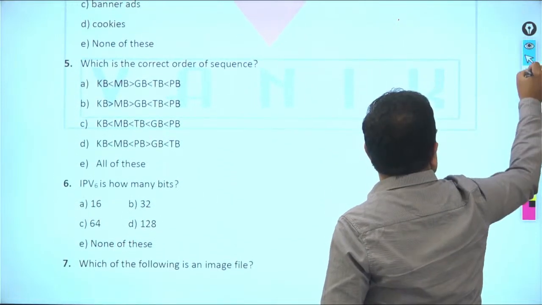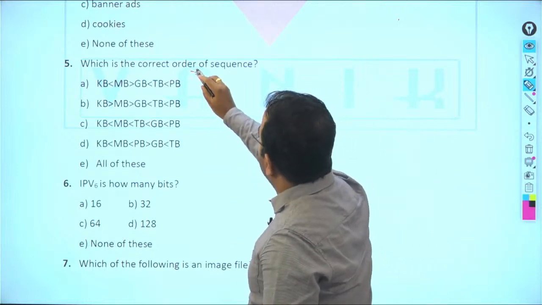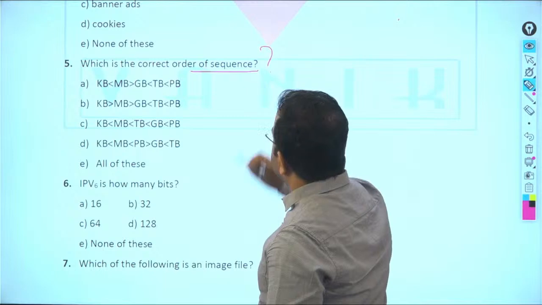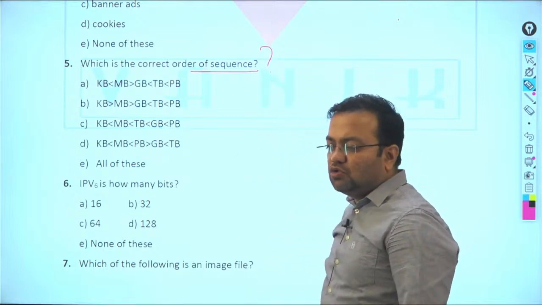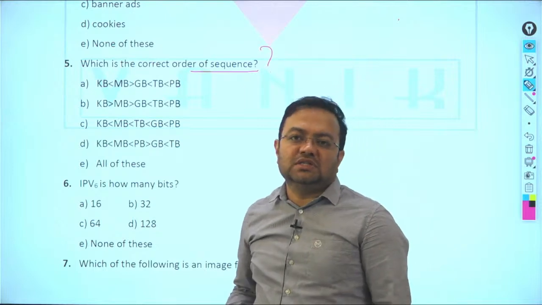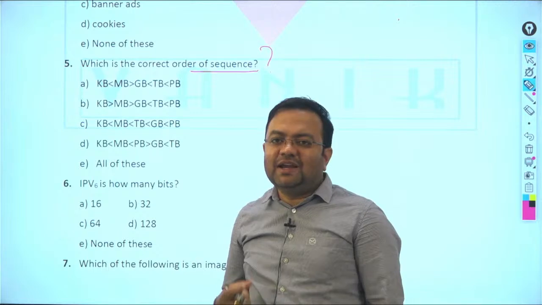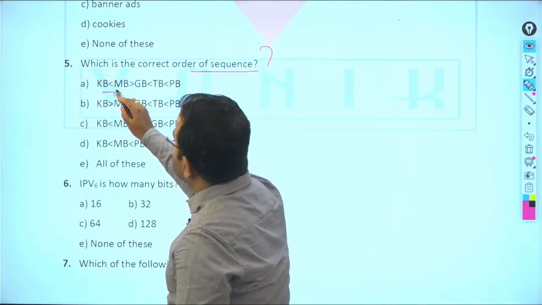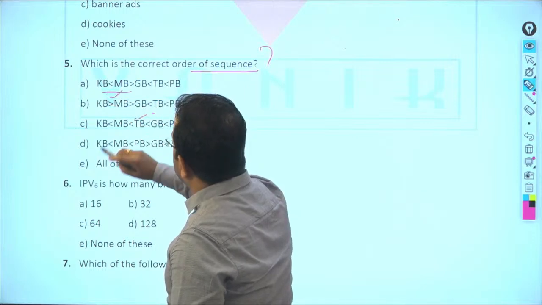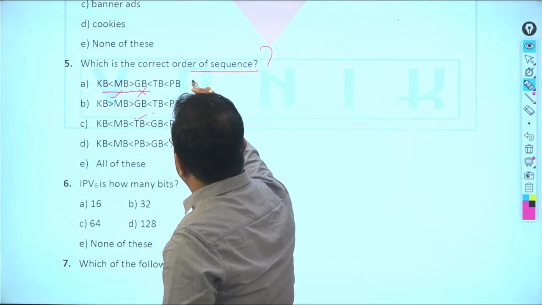So question number 5, it has asked which is the correct order of the sequence. Students, this type of question is now coming in your computer SSC examinations. So let's check from option A to option E. Option A, it has given kilobyte is less than megabyte, yes, it is true. Megabyte is greater than gigabyte, no, this is false, so this statement is wrong.